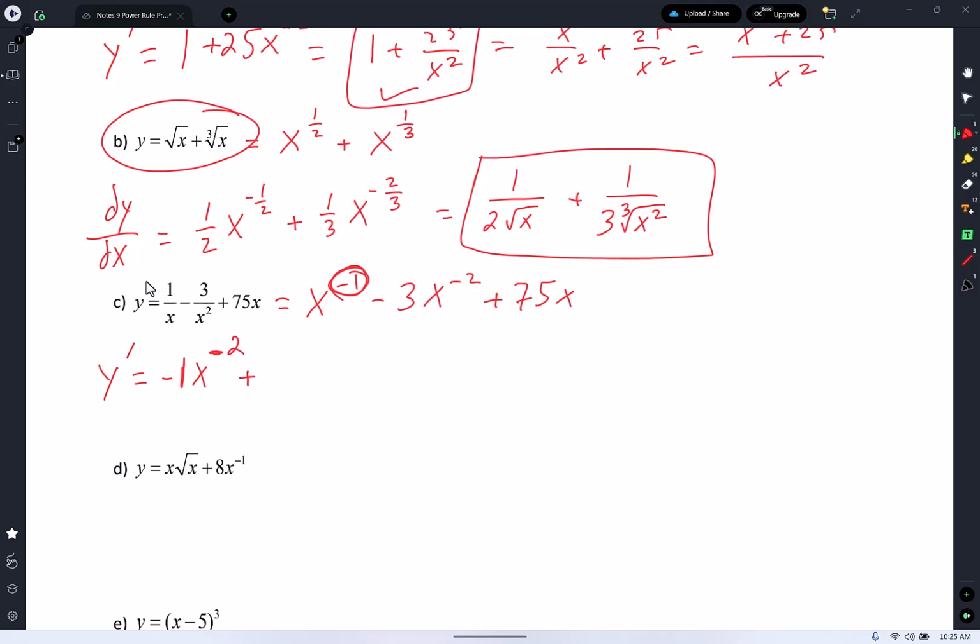Positive. So I'm right. Plus, what's negative 3 times a negative 2? 6x to the what power? Negative 3. Good job. Plus, what's the derivative of 75x? 75. Now just do algebra to make it look the way they presented it, guys. Negative 1 over x squared plus 6 over x cubed plus 75.